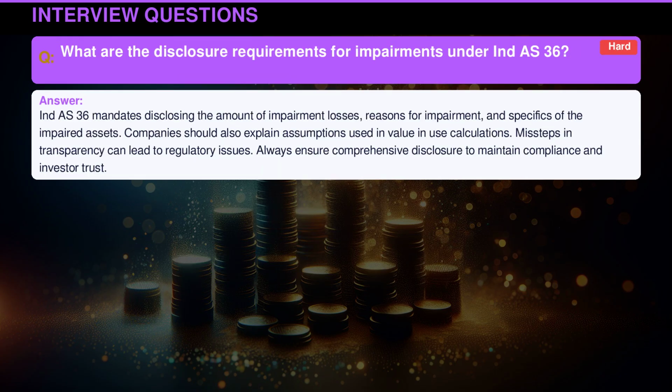Indian Accounting Standard 36 mandates disclosing the amount of impairment losses, reasons for impairment, and specifics of the impaired assets. Companies should also explain assumptions used in value in use calculations. Missteps in transparency can lead to regulatory issues. Always ensure comprehensive disclosure to maintain compliance and investor trust.